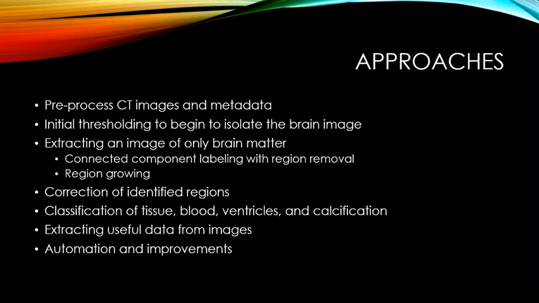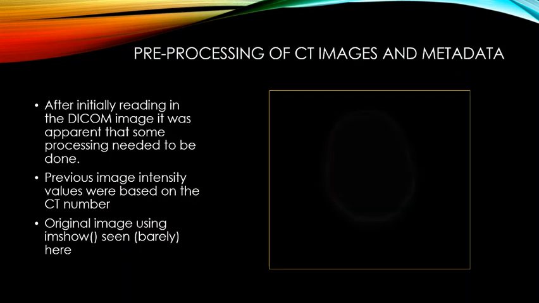Then we had to carry out a correction of the identified regions, followed by the potential classification of tissue, blood, ventricles, and calcifications within the brain. Then we'll talk about extracting useful data from these images, as well as the automation and improvements that can be made, and some of those that we looked at that may or may not have been successful, but we tried anyway.